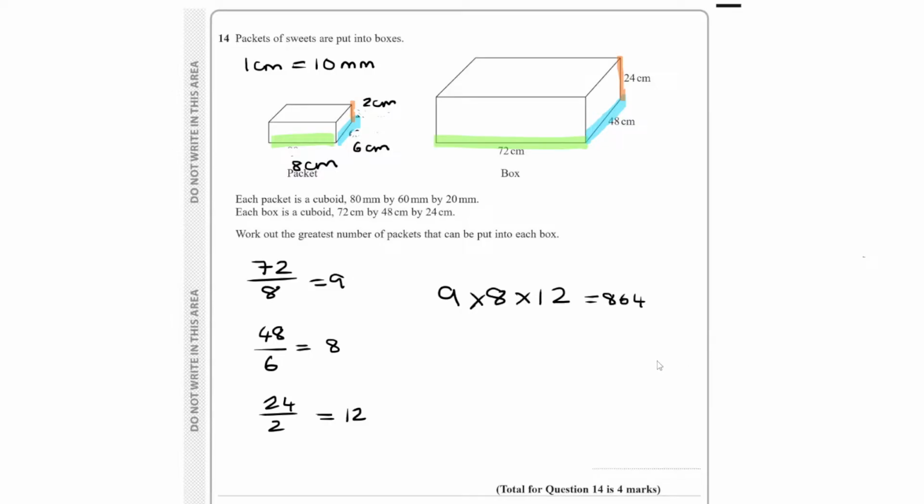864 packets. When I got this answer, I felt like it was really big, but yeah, that is right. You can fit 864 of these packets in here. I guess obviously it's not drawn to scale, as it's quite hard to imagine, but you can fit 864 of them into that box.